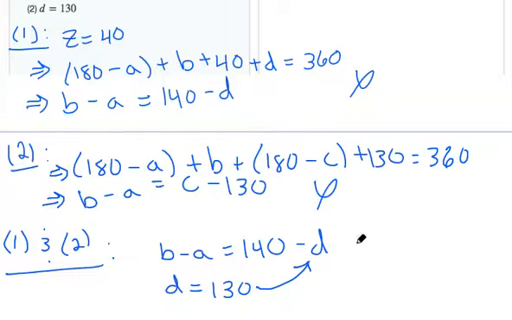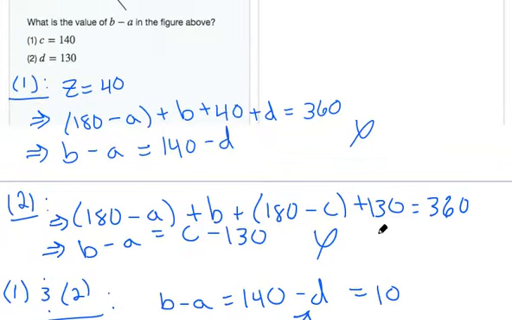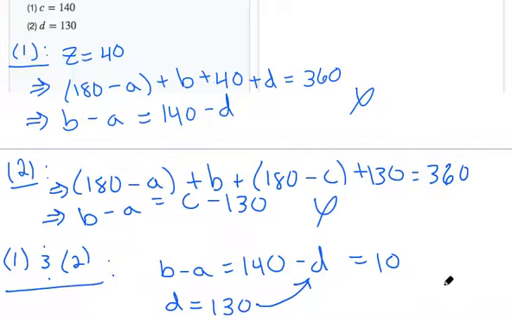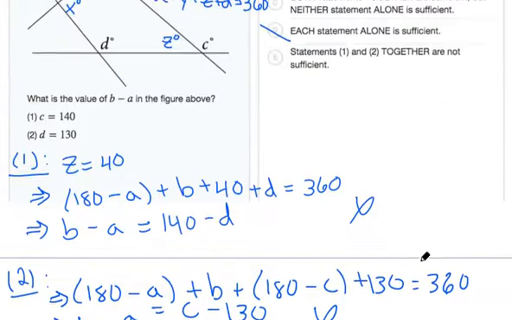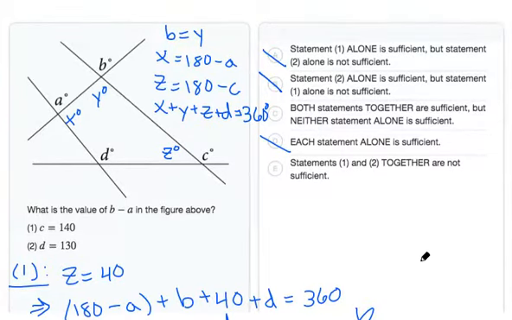b minus a would actually equal 10. So we were able to find a value for b minus a, which is what the question is asking for. So the two statements together are sufficient. If we scroll back up, we can eliminate answer choice E, because our correct answer choice would be answer choice C.